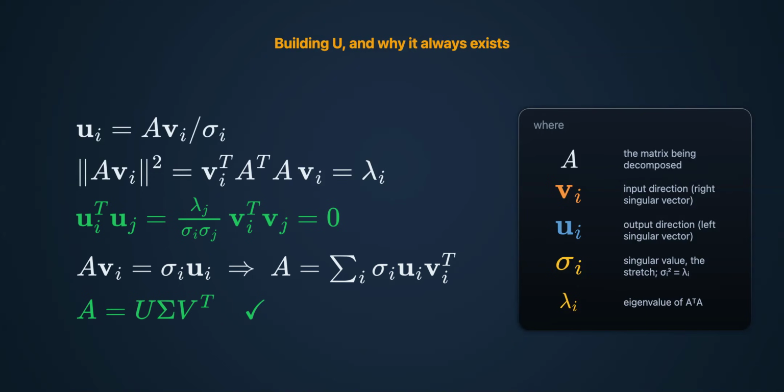The construction works, so the SVD exists for every matrix, no exceptions. That is why it never gives up where eigenvectors do. A transpose A is symmetric for every A, square or rectangular. So the spectral theorem always applies and the SVD always exists. No matrix is ever defective for it.